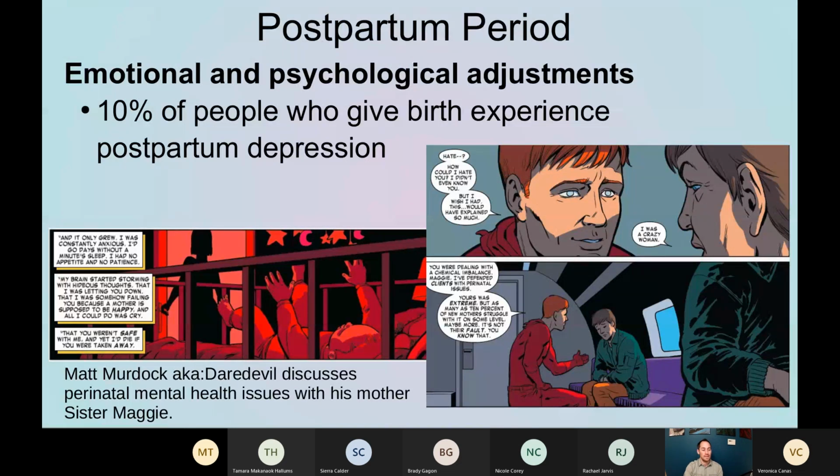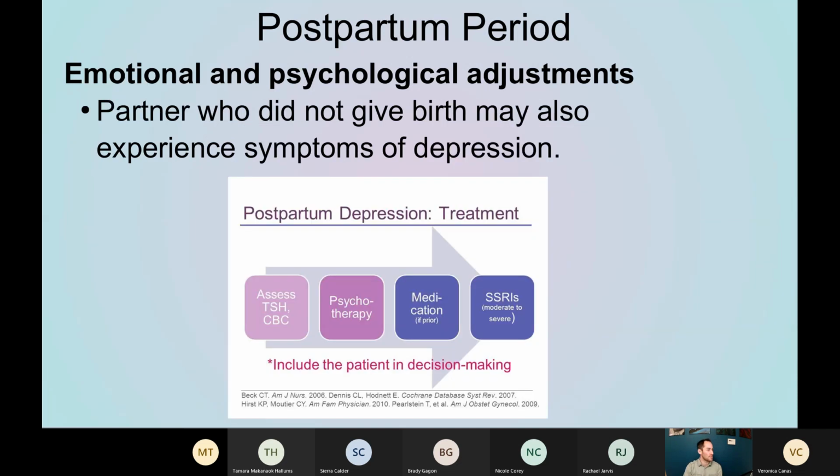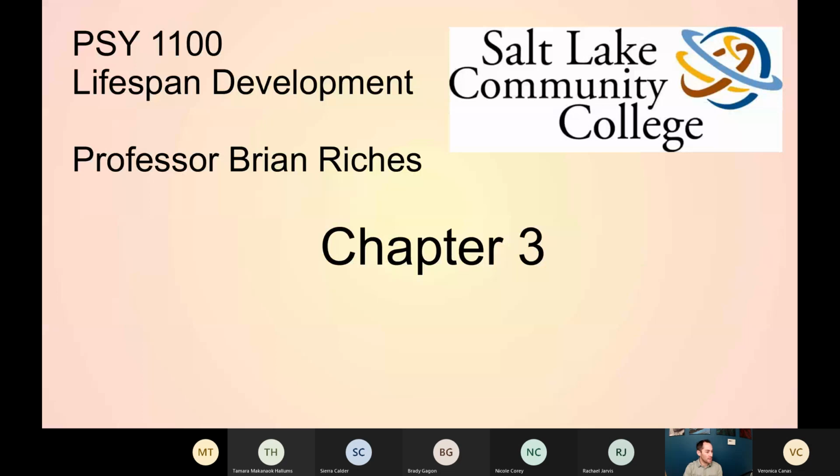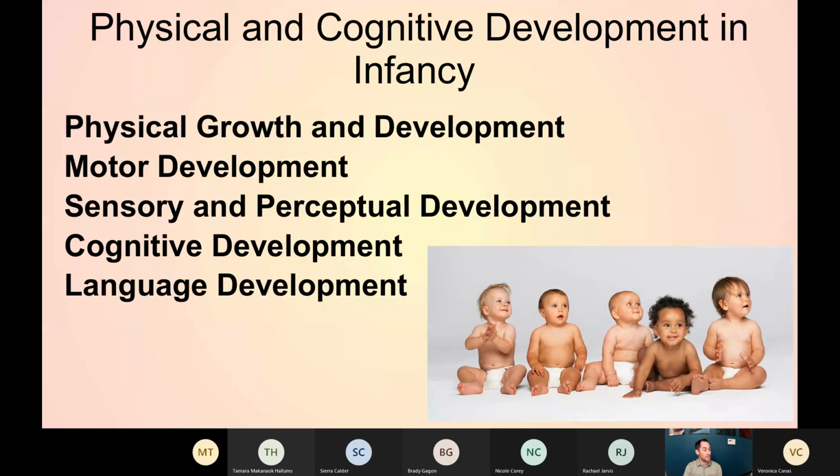those kinds of things. So it is nice to see it in media because it helps people understand, hey, there are 1 in 10 people who experience postpartum depression. It's something that we should consider and be able to support people in. All right, so that is the last topic of chapter 2. Let's jump straight into chapter 3.